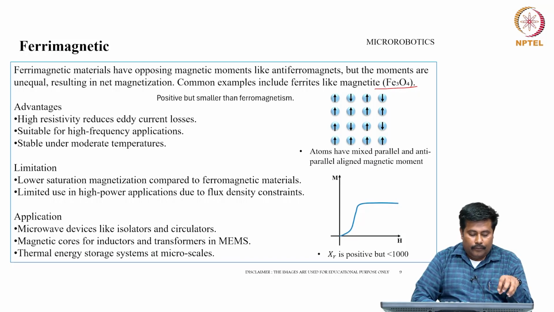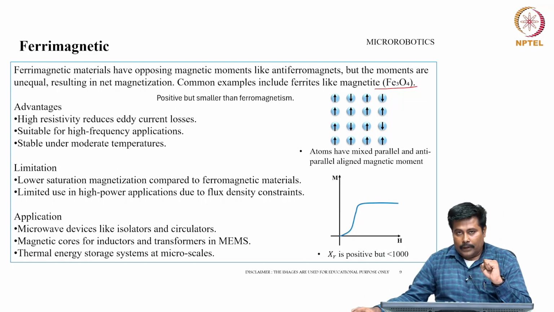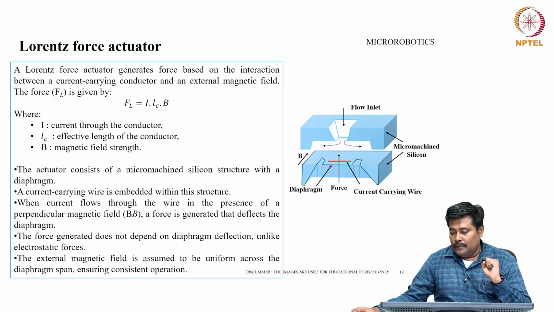From an application point of view, these kinds of ferrimagnetic materials are efficiently used for microwave devices like isolators and circulators, magnetic cores for inductors and transformers in MEMS, and thermal energy storage systems at micro scale, which are some of the key applications with reference to micro robotics and MEMS.